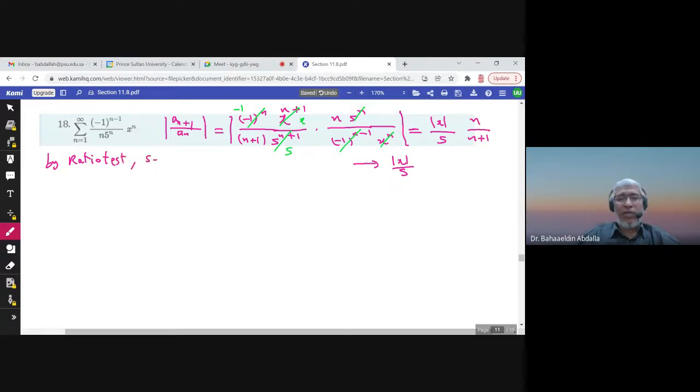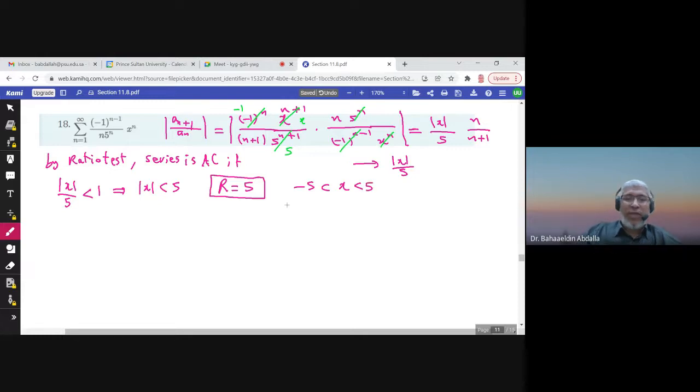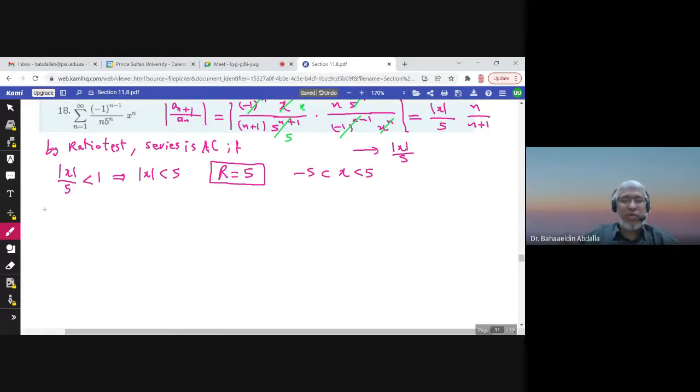So by ratio test, the series is absolutely convergent if absolute value of x over 5 is less than 1. This means if absolute value of x is less than 5. This means that the radius of convergence is 5 and x is between -5 and 5. So this is the interval of convergence, but we need to discuss the endpoints using other tests because the ratio test fails at the endpoints. The limit would be 1.